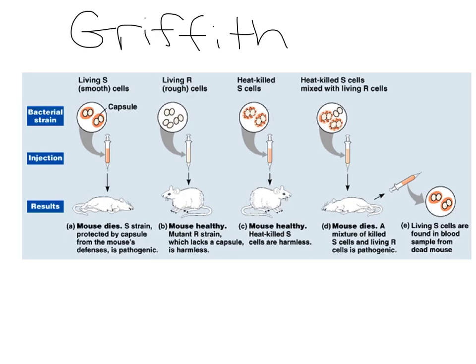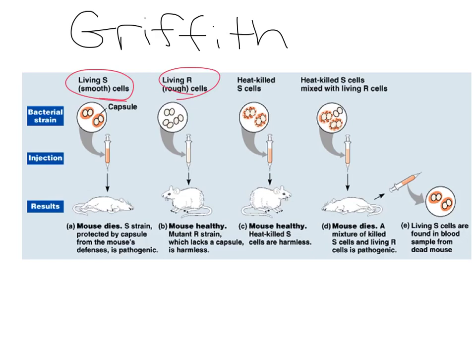So this was the experiment with the bacteria. So in essence, he worked with two kinds of bacteria. He worked with what were called S, or smooth cell bacteria, and R, or rough cell bacteria. And so this referred to the polysaccharide coat that surrounded these bacteria. And the smooth polysaccharide coat protected the bacteria from the mouse immune system. So it was then able to survive and infect the mice.